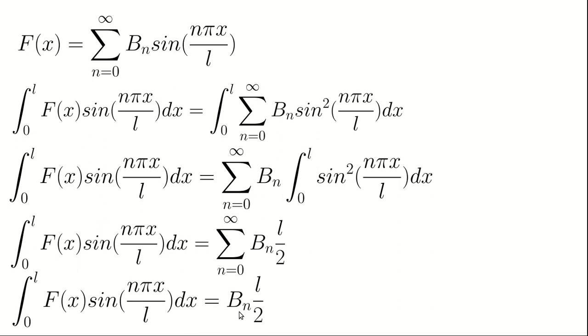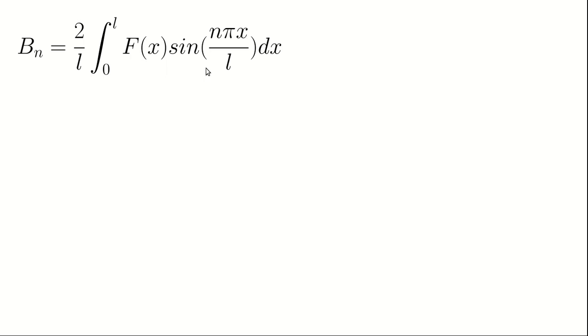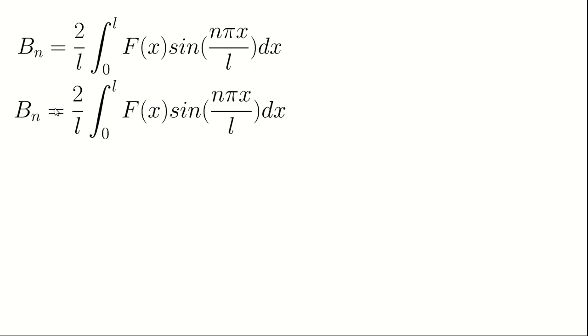So from here, by making our Bn the subject of the formula, 2 comes here, L goes under, and we have this expression. So finally, we have made our b of n the subject of the formula, following that manipulation that we made. Then we can now finally substitute b of n as this expression into that original equation. So, and that gives us b of n equals 2 over L integral from 0 to L of f of x sine n pi x over L, right?